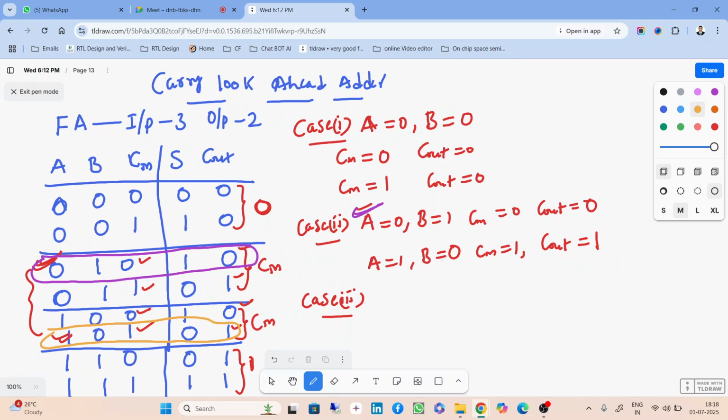That means here A equal to 1, B equal to 0, C input equal to 1, and C out equal to 1. Next, A equal to 1 and B equal to 1, and when C input is equal to 0, in this case C out equal to 1. And when C input is equal to 1, C out equal to 1. So these are the cases. Once you move down, we move forward.